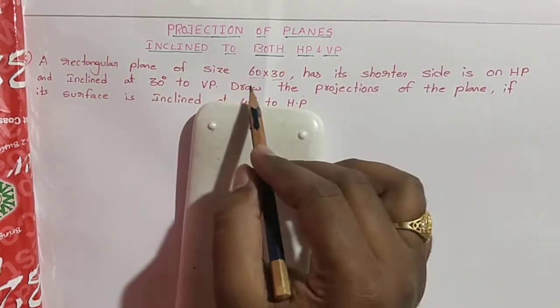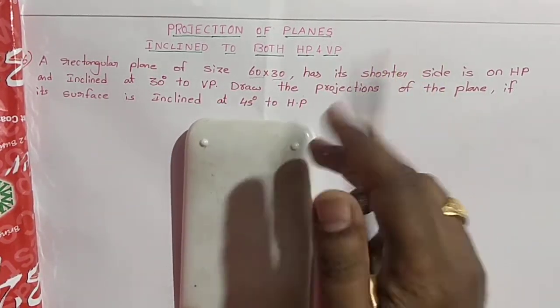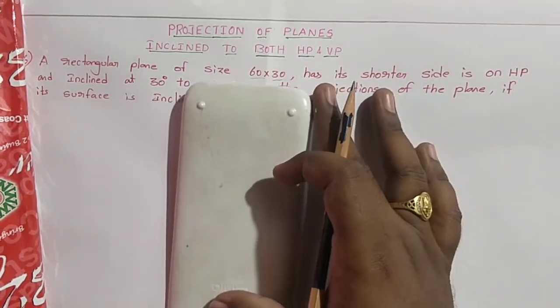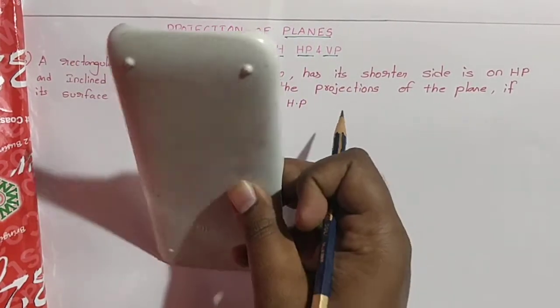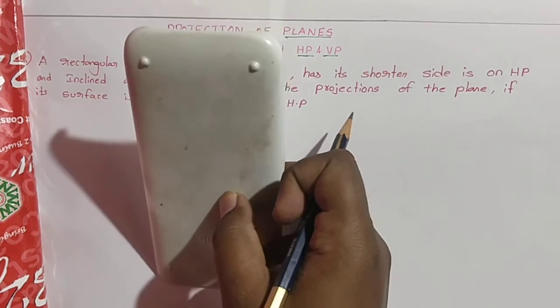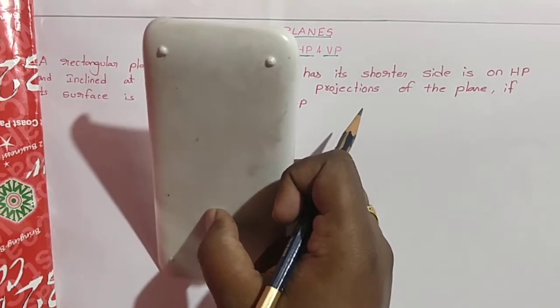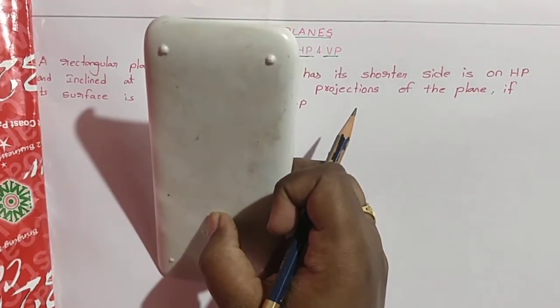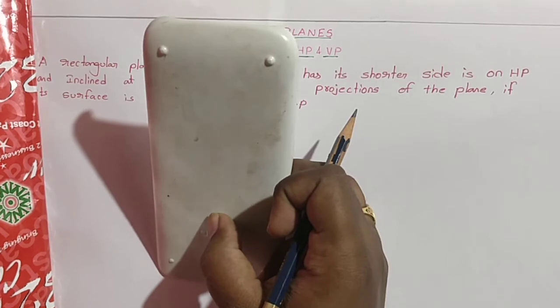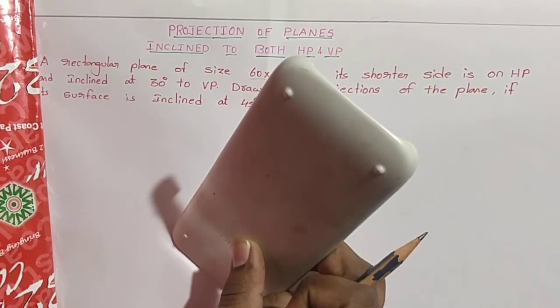Okay, next draw the projections of the plane if its surface is inclined at 45 degrees to HP. Now the shorter side is on HP and the surface is given an inclination of 45 degrees to the HP. Next, the shorter side is making an angle of 30 degrees to the VP. Okay, it is the condition of the plane that is inclined to both the planes.